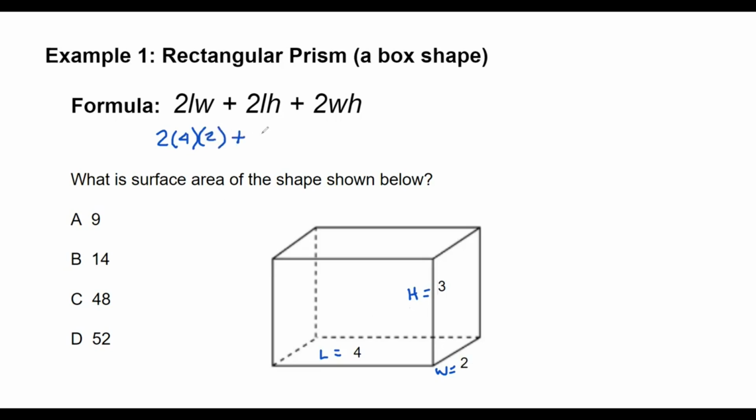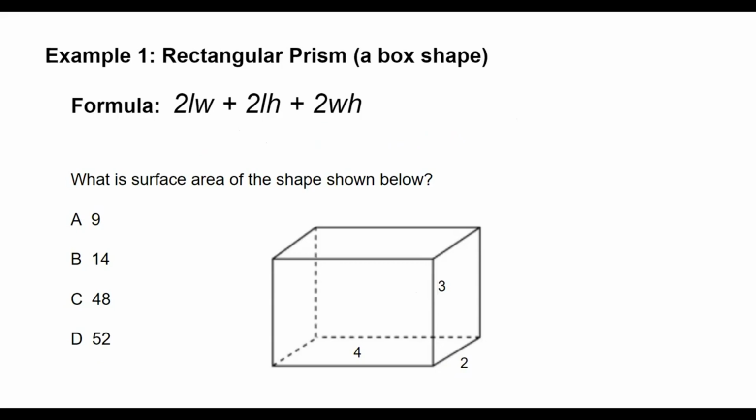We move on to the next part. 2 times our length, which is, again, 4, times our height, which is 3. And then we're going to add to that 2 times our width, which is 2, times our height, which is 3. So I hope you can see the importance of that labeling in keeping track of which value goes where. Let your calculator do this work, though. Multiply all of that, add it together, and you should get the answer of 52.